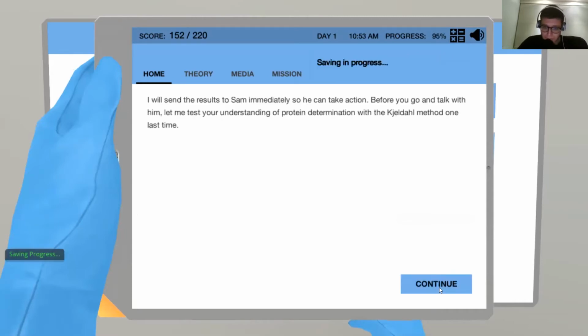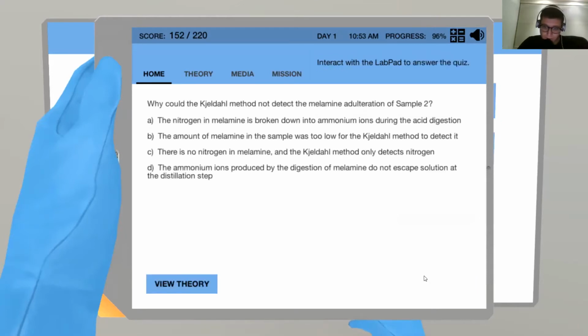I will send the results to Sam immediately so he can take action. Before you go and talk with him, let me test your understanding of protein determination with the Kjeldahl method one last time. Why could the Kjeldahl method not detect the melamine adulteration of sample 2?